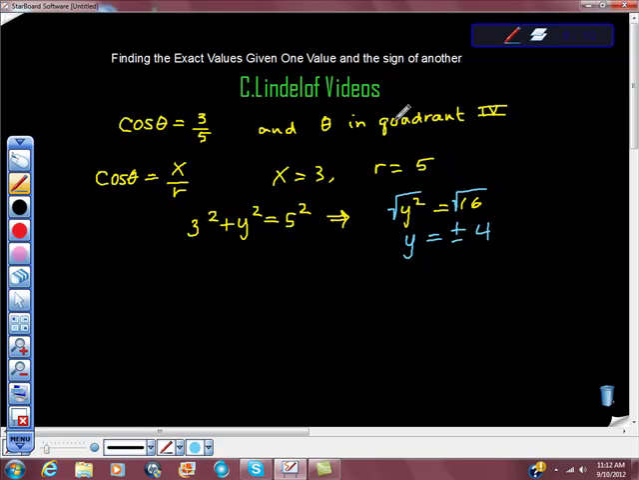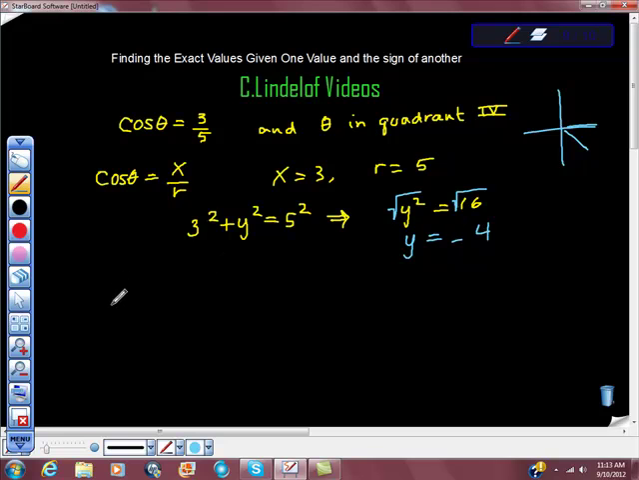But here's where this comes in. People ask me, why do I care about this? Because it says our angle falls in quadrant 4 somewhere. So here's our angle theta, right? Our angle theta is here. So what do we know about the y values here? We know the y values are negative, so y has to be negative 4.